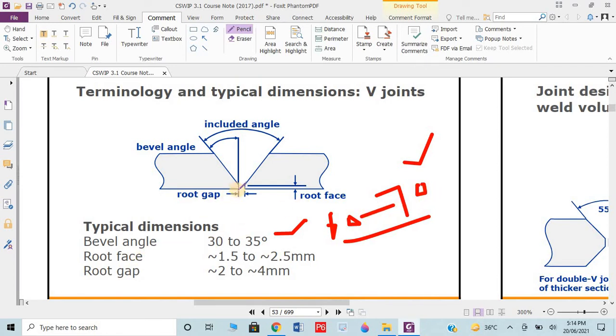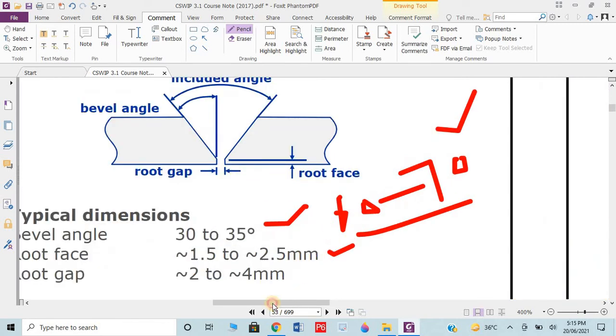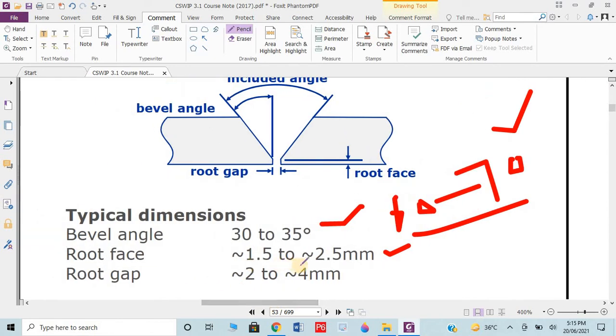Root face, this one is the root face. This is normally 1.5 to 2.5 millimeter. Remember this one. And root gap 2 to 4 millimeter. Now I will summarize the previous one. Consider it. This is the design value, root face.